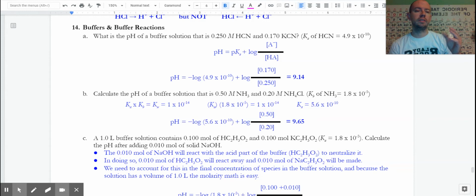Just always with equilibrium problems, with strong and weak, with acids and bases, thinking about pH, or excuse me, thinking about Ka versus Kb, thinking about what our acid and our conjugate base is, so that we know exactly what we're solving for in different instances.